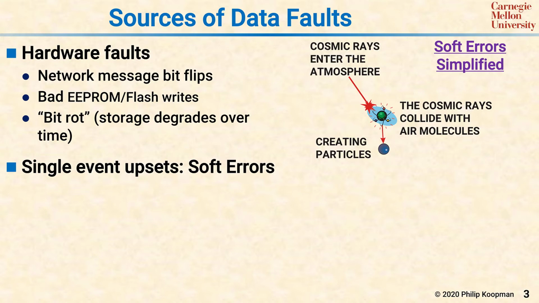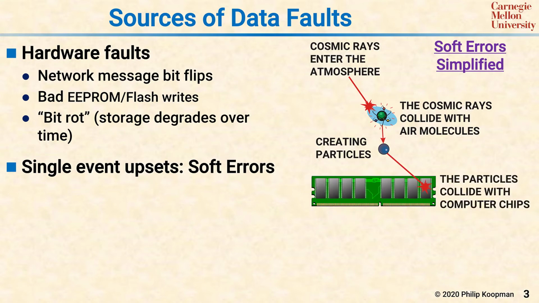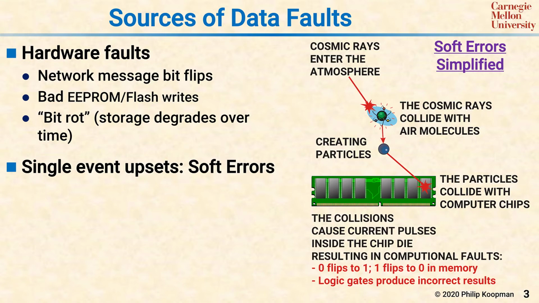Those high-energy particles collide with computer chips. The collision inside generates charged particles moving through the silicon. But charged particles moving through silicon are electricity. And so you get an electric current surge that can change a 0 to a 1 or a 1 to 0 inside a flip-flop in memory. So cosmic rays colliding with air molecules, eventually with low but non-zero probability, will hit a computer chip and flip a 0 to a 1 or a 1 to a 0.